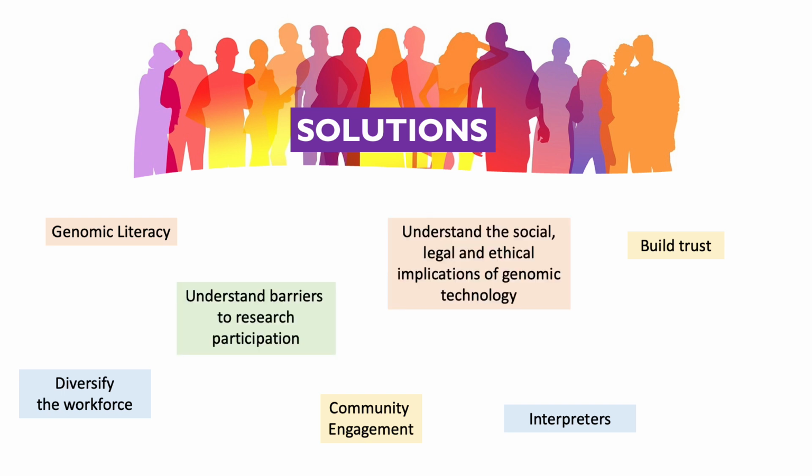The research needs to be not just on genetics, so it doesn't need to all be about blood samples and reading genes. It also needs to be about understanding people, understanding the barriers to research participation, and understanding the social, legal, and ethical implications of genomic technology. Not everybody sees genomics as a positive thing. I think it gets shown that way in the media, that it's going to solve everybody's problems. That's not necessarily the most accurate way to represent genomics, and not everybody feels that way.